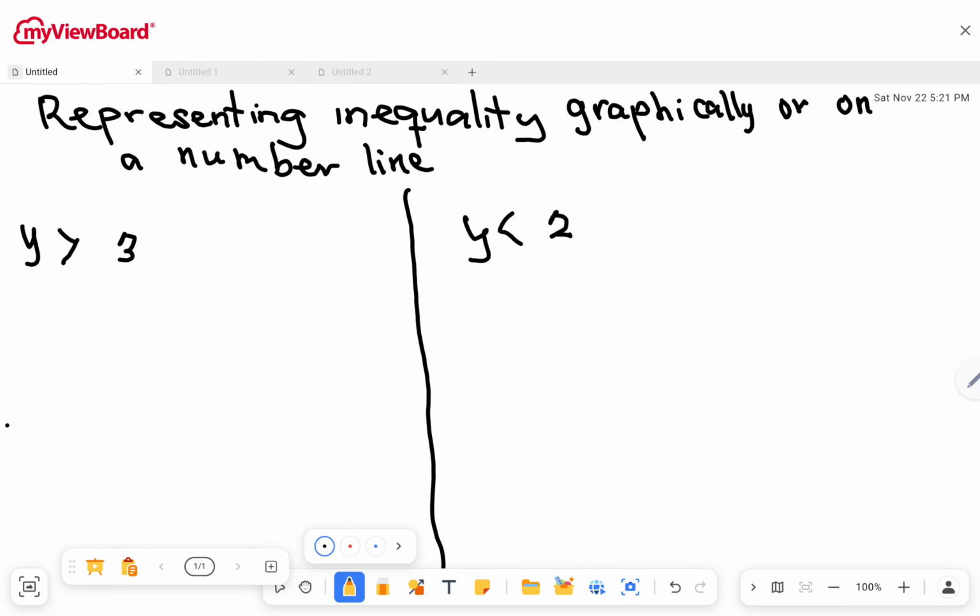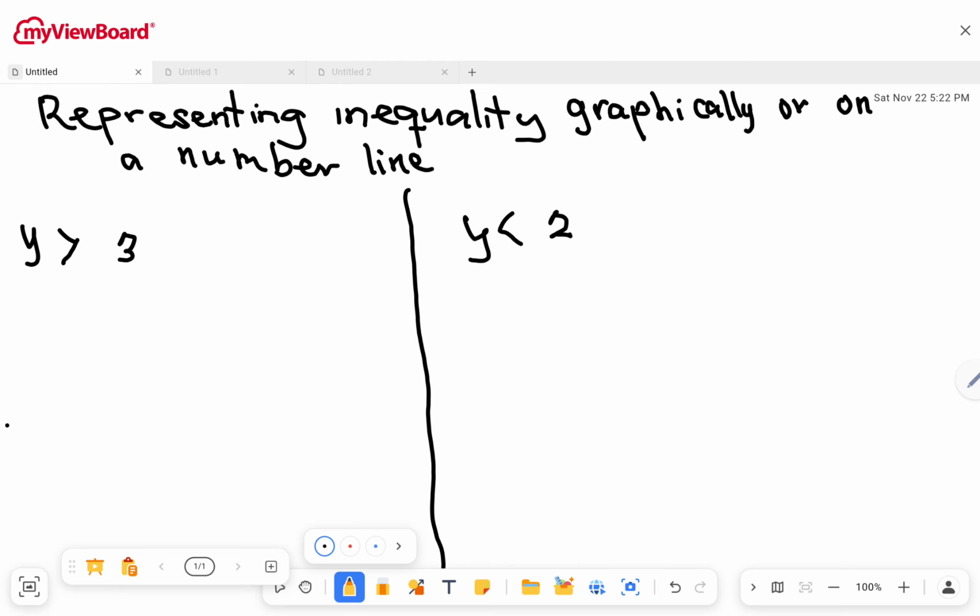Today we are going to learn how to represent inequality graphically or on a number line. Most of the time we'll be given an inequality to solve. After we have solved it, we will be asked to represent our answer on a number line or graphically.